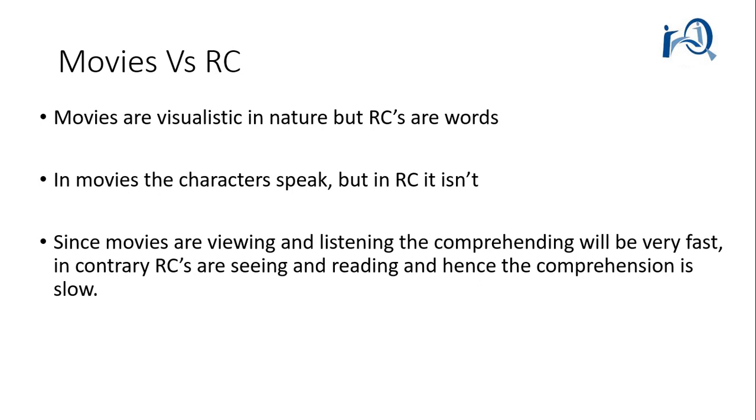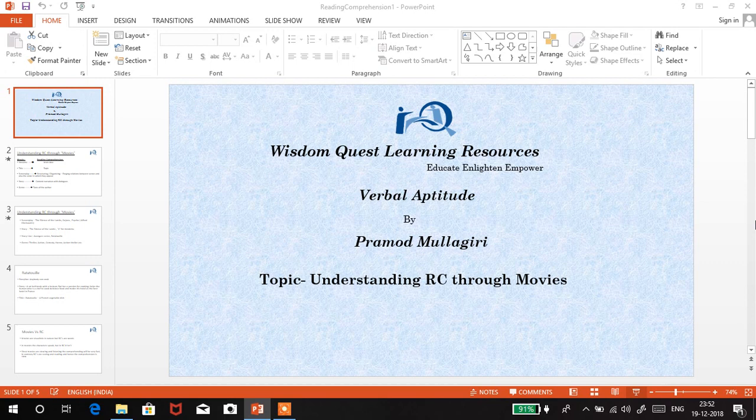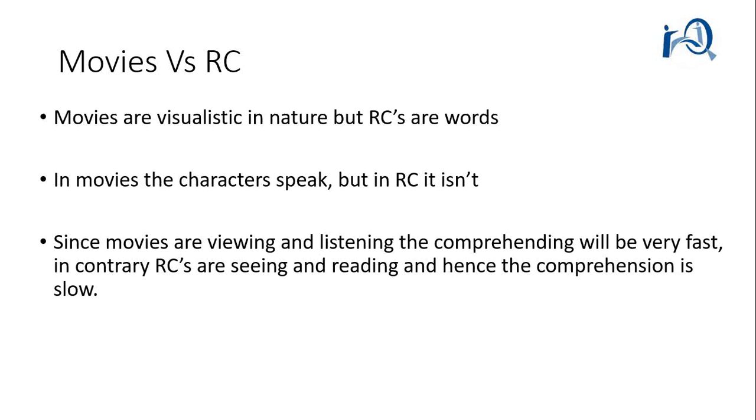So what we need to do is make these RCs into movies. That will be the primary objective in front of us. We need to convert the words to visuals, and we need to create characters in such a way that they speak to each other. Then we need to convert the entire RC passage into a movie, and then we will understand the storyline, the screenplay, the title, and the tone of the author.